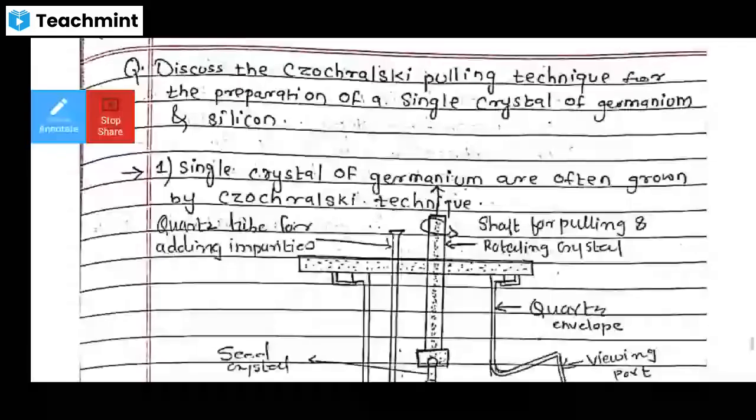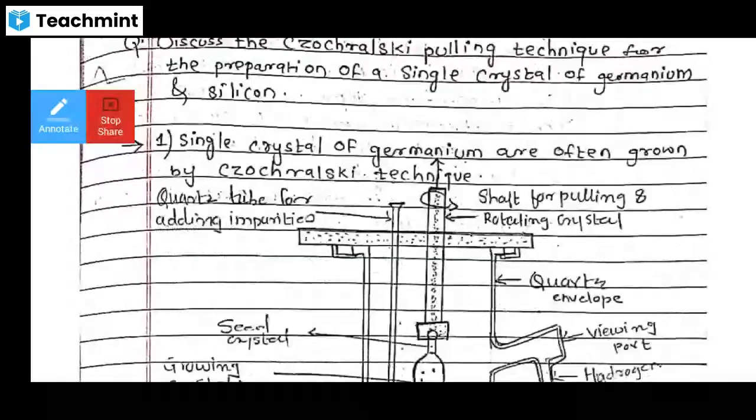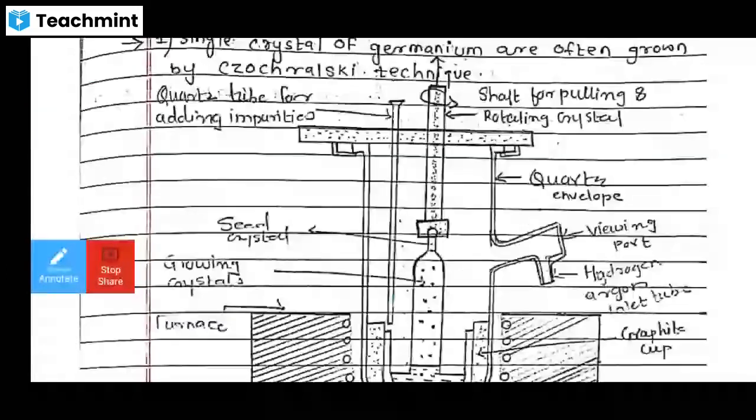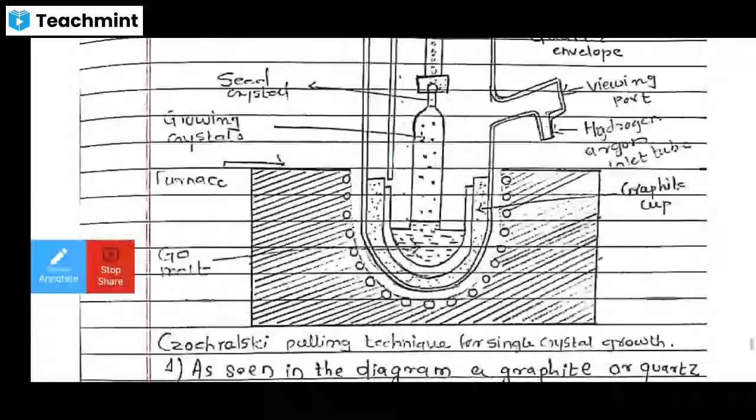Another method is the pulling technique for the preparation of germanium crystal. This technique is important. The diagram is most important in this technique. In the diagram there are a number of parts, named the seed of the crystal, growing crystal, and graphite tube.